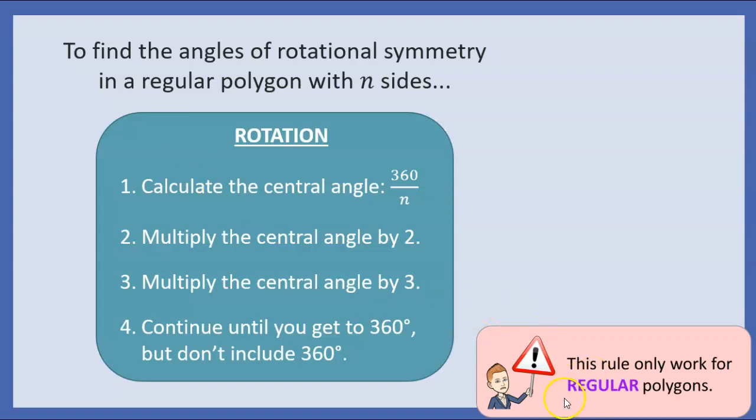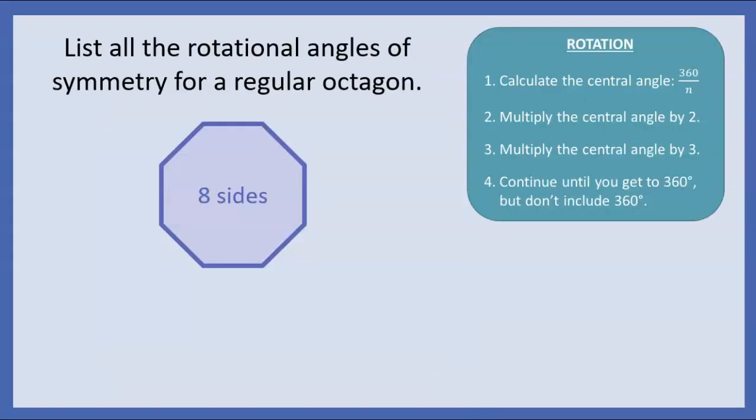But do remember, once again, this only works for regular polygons. If we draw some weird polygon like this, that does not have rotational symmetry. This only works for regular polygons, same side lengths, same angle measures. So let's give a couple of these a try.